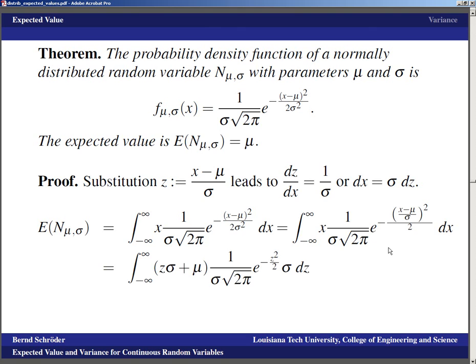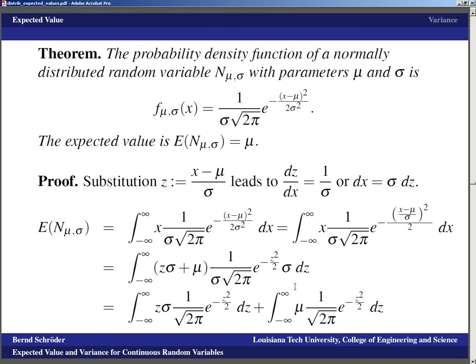And that gives us, if we go from the back, sigma dz, that's the dx. The x minus mu over sigma is replaced with a z, that's perfectly fine. The factor out here is kept, but then of course the x we have to replace somehow, and the way we do that is that we solve this equation for x, and we realize that x is z sigma plus mu. Alright, now we can break that up into two integrals.